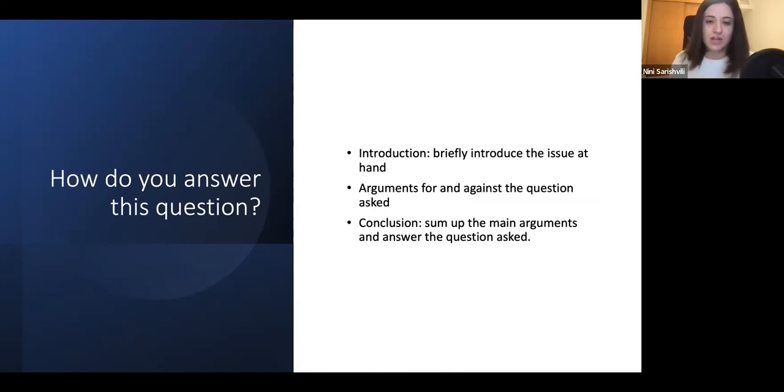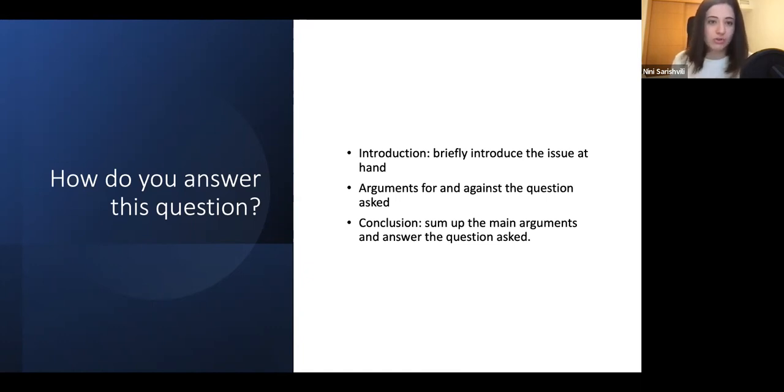It is as follows. Introduction. In the introduction, you briefly introduce the issue at hand. You don't write everything you know about duty of care. That's what most students do, it's a very common mistake, and make sure you avoid it. You only write what is relevant to the question asked. Make sure that you read the question many times when you write the answer, because sometimes it's very easy to go off topic, and you shouldn't.